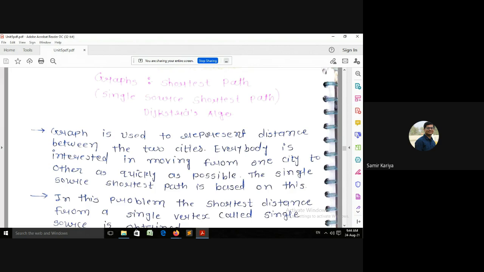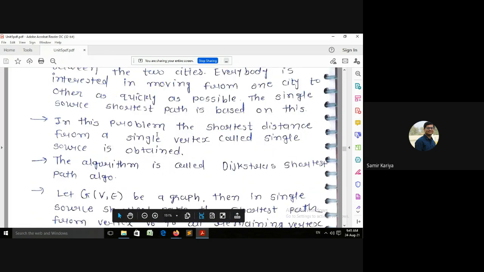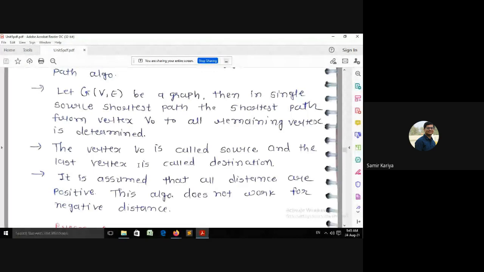A graph is used to represent the distance between two cities. Everybody is interested in moving from one city to another as quickly as possible. The single source shortest path is based on this, and in this problem the shortest distance from a single vertex, called the single source, is obtained. The algorithm is called Dijkstra. Given a graph G(V, E), where V is the vertices and E the edges, the shortest path from a vertex V0 to all remaining vertices is determined. That's the task for this algorithm.